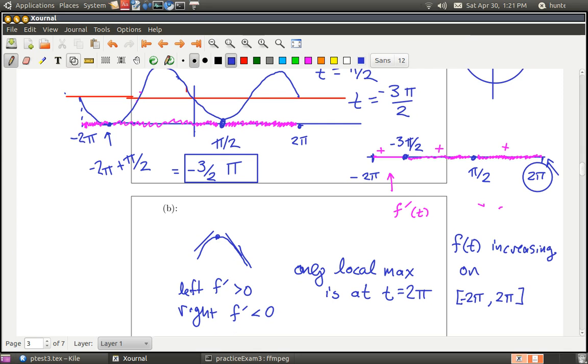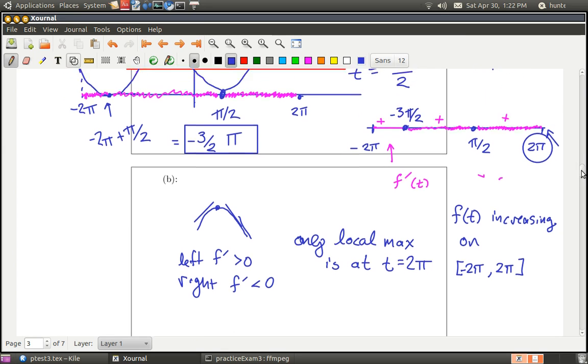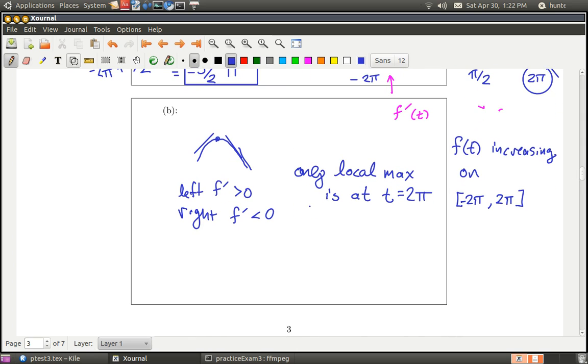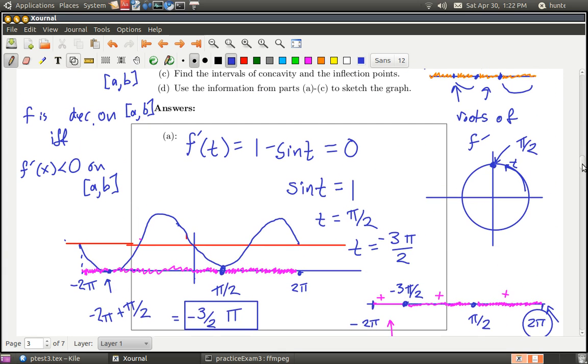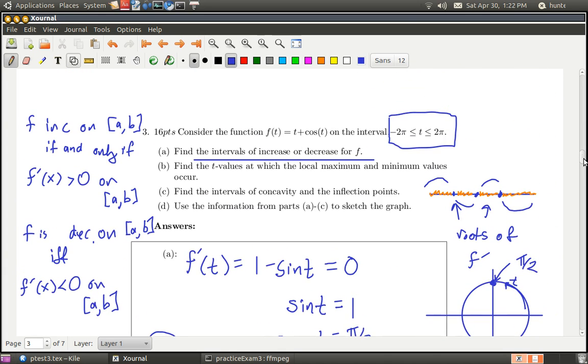Okay, and we can reason similarly about the minimum, right? If it's increasing the whole time, because the derivative is positive the whole time, the only place that has a prayer of being a minimum is this, right? So the only local min, which is also the absolute min, is at negative 2 pi. So the only local min is at t equals minus 2 pi. All right, okay, so that's good.